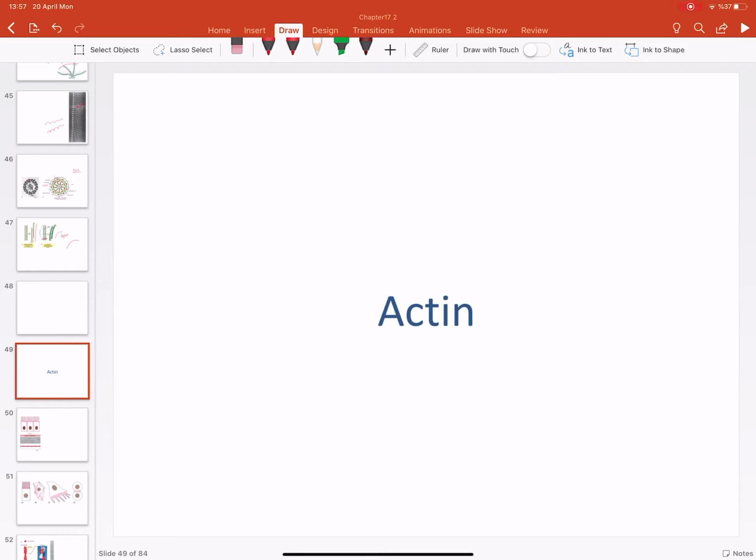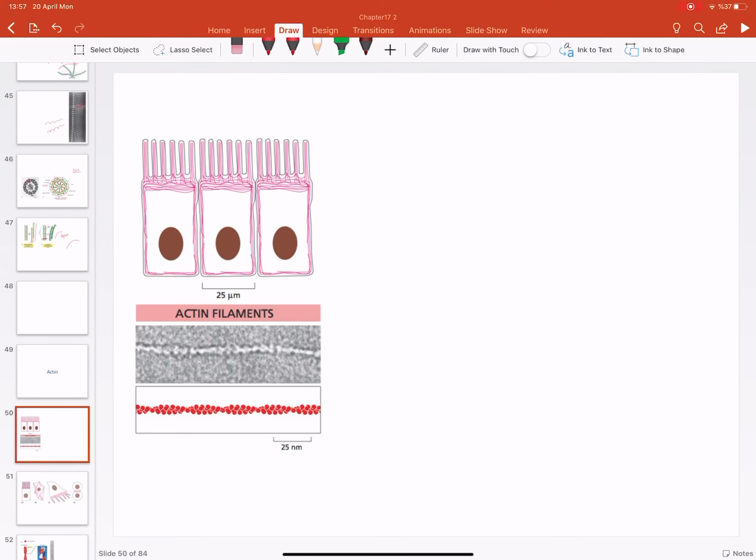The last cytoskeleton element that we are going to talk about is actin. And unlike the other two, actin is simply found anywhere in the cell. So wherever you look at the cell, you're going to see actin, unlike microtubule or intermediate filaments. But they are more concentrated just beneath the membrane. So if you just check below the plasma membrane, you're going to see a high concentration of actin.